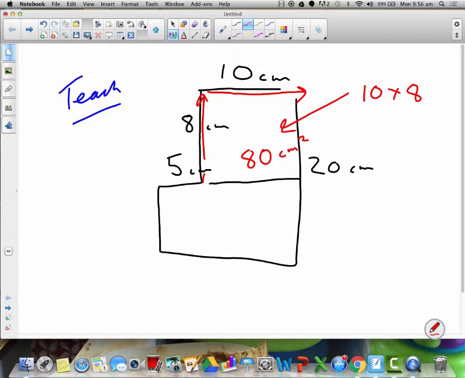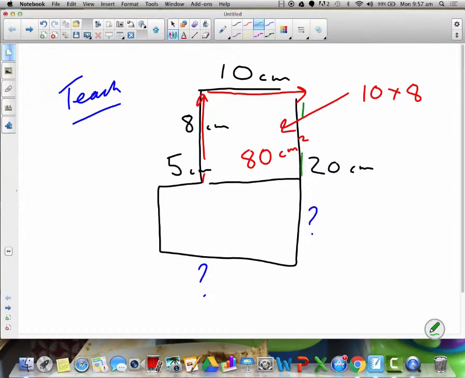But what we don't have, guys, is this. We don't have that, and we don't have that. We don't have the bottom measurements. Now, in order to find those, we've got to be a little bit clever. I'm going to show you what to do.